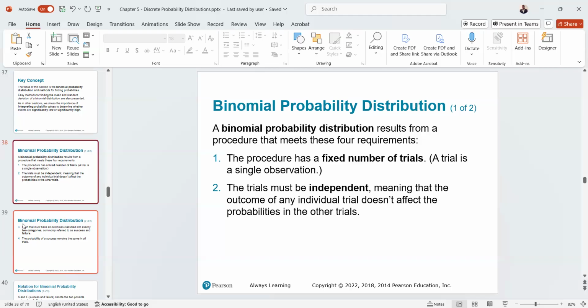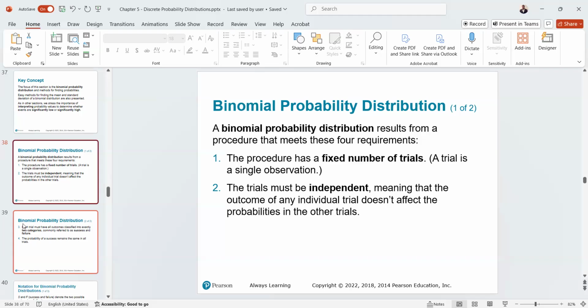A binomial probability distribution results from a procedure that meets the following four requirements. You need to verify that the procedure has a fixed number of trials. A trial is a singular observation. Let's say you're in a basketball game and there was a foul on a player. If the player is outside of the semicircle, it's 3 free throws. So the number of trials would be 3 in this case.